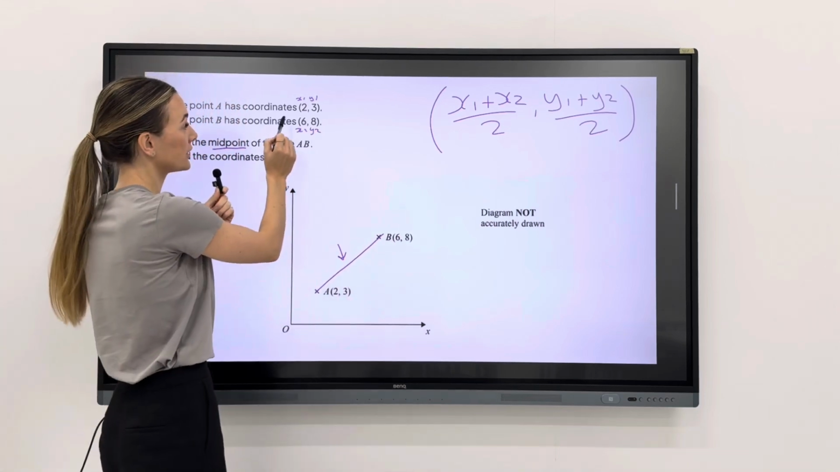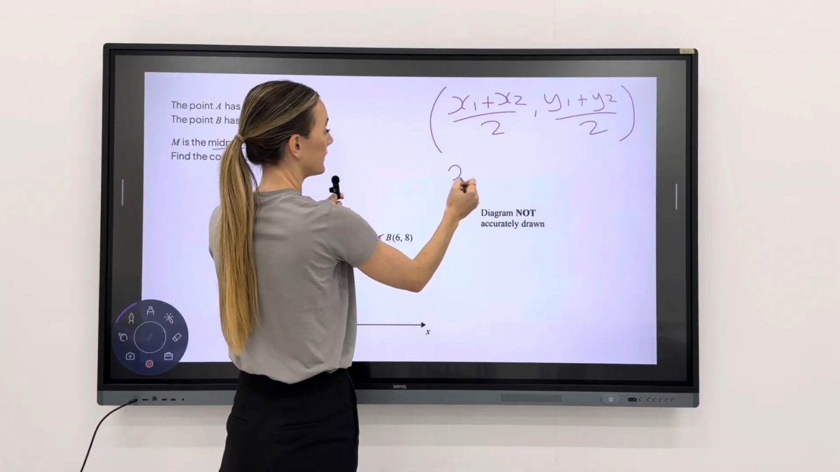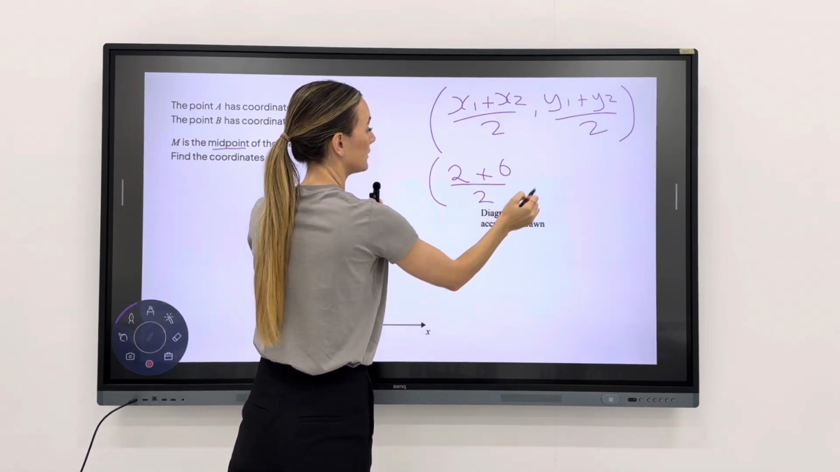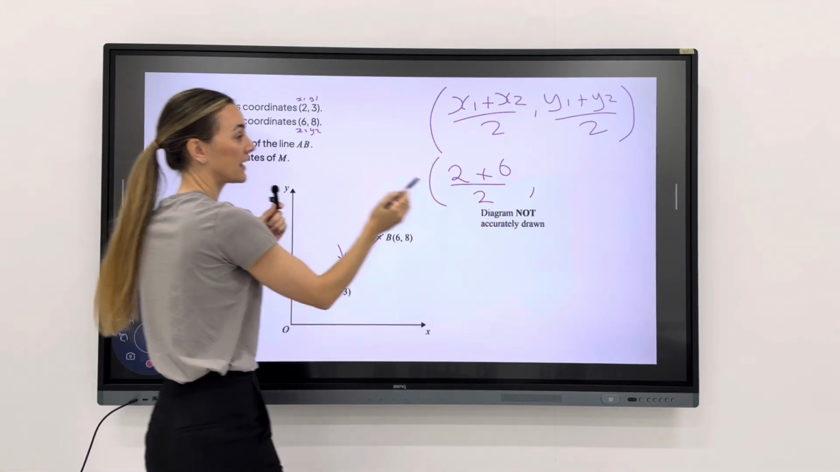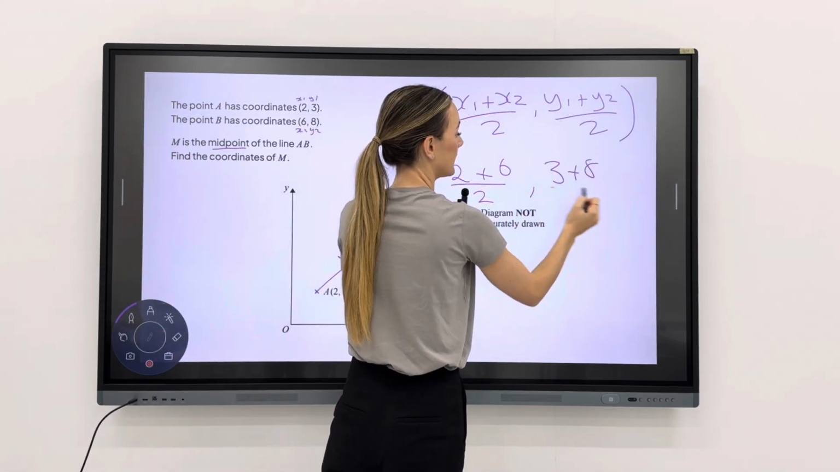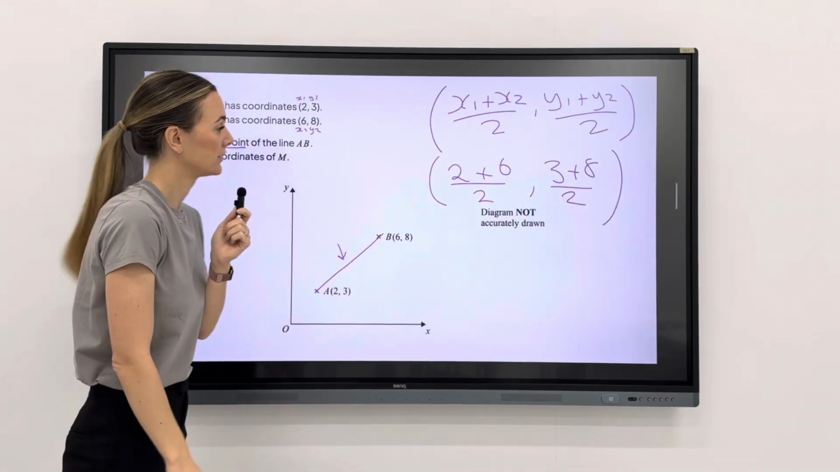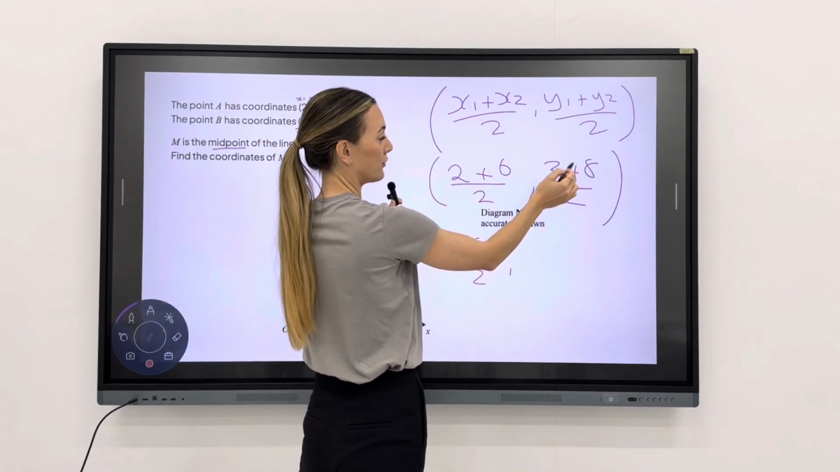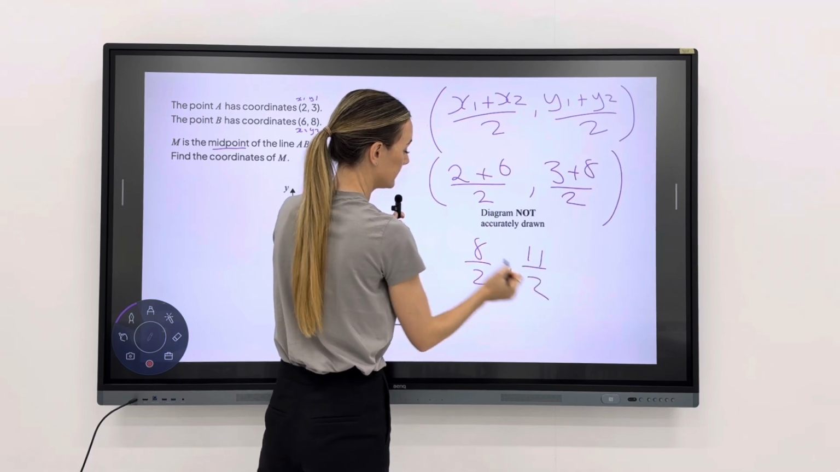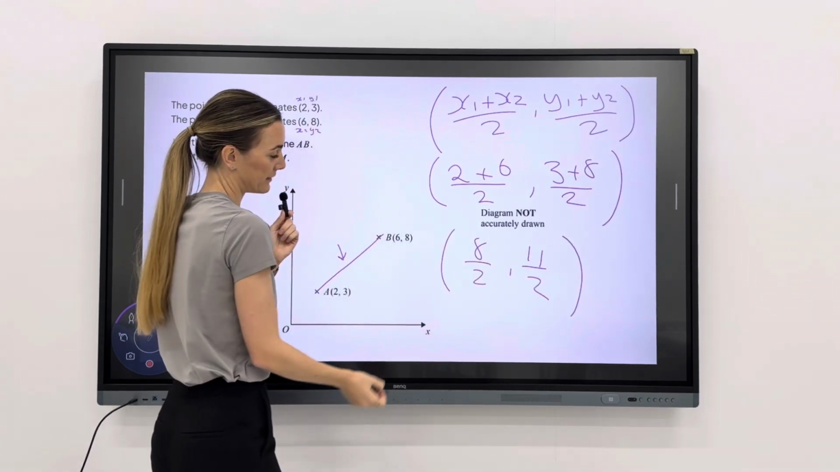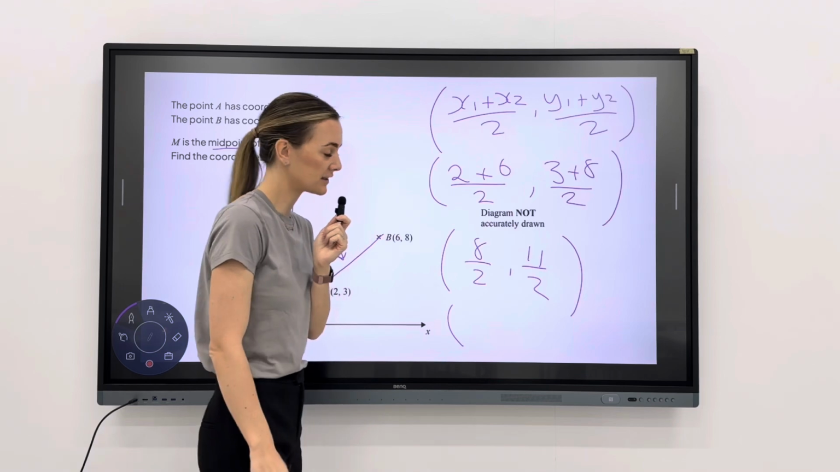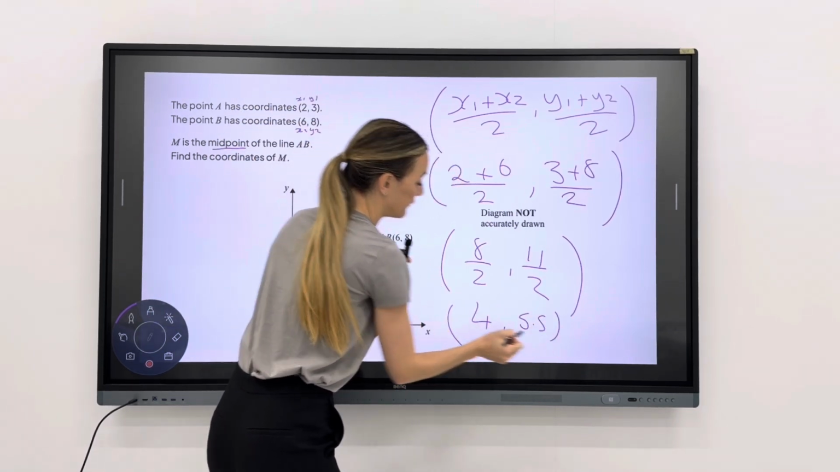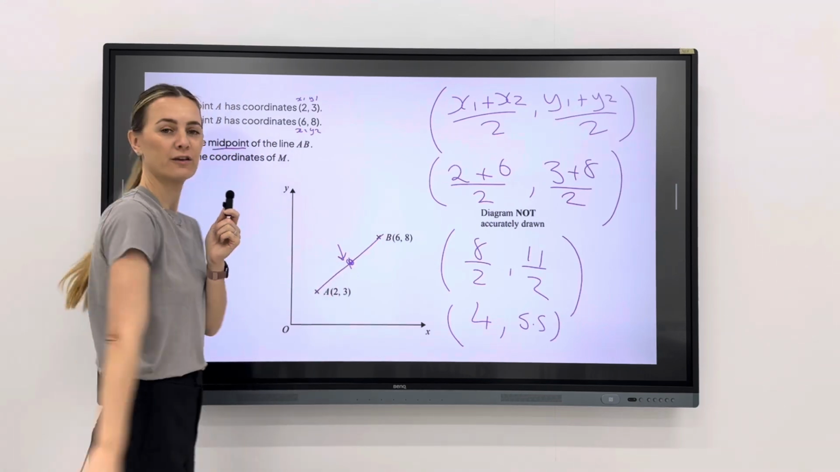And then it's a substitution. So 2 is going to go here, plus 6 divided by 2. And then you're going to do 3 plus 8. And then you're going to just divide that by 2. So 2 plus 6 is 8. 3 plus 8 is 11. And then you just divide them by 2. So you can leave it as a fraction or a decimal if you want. But this is going to be 4 and 5.5. And that looks about right for that point.